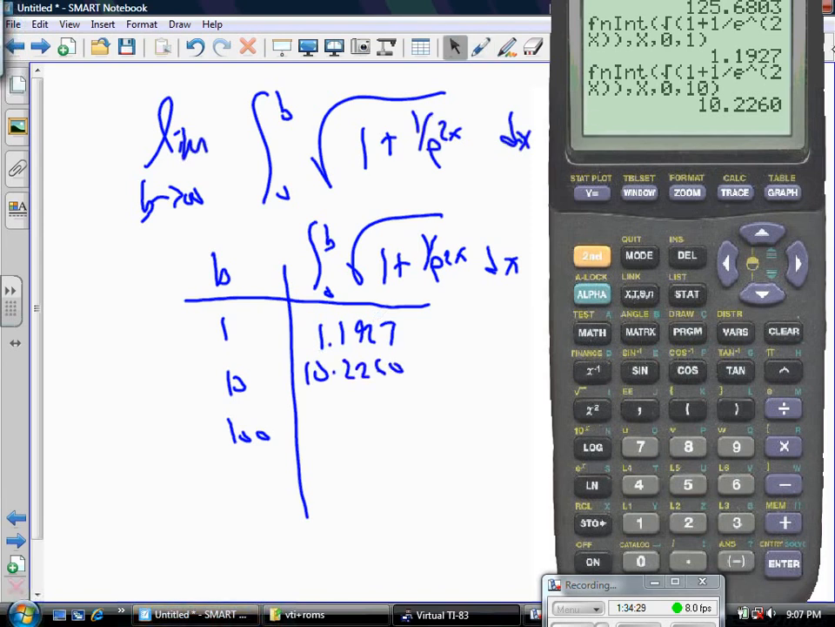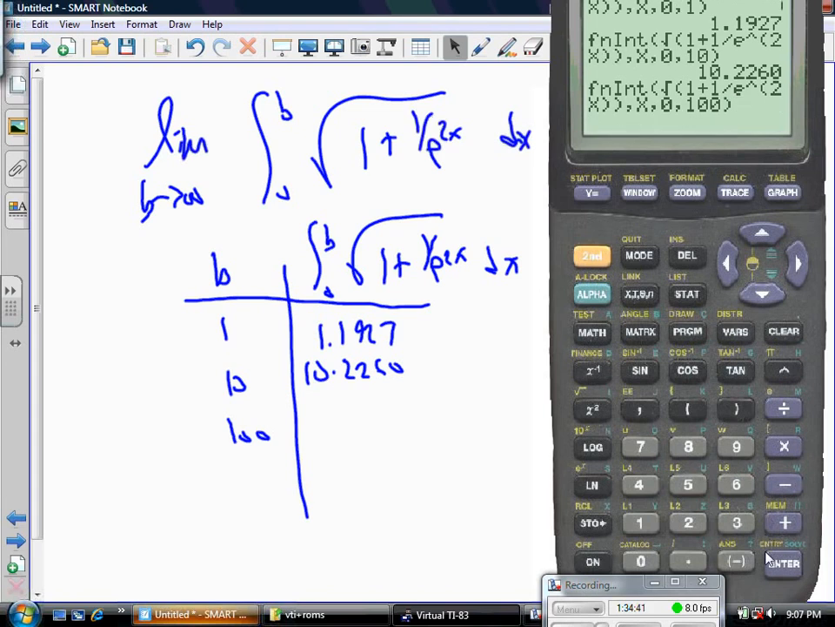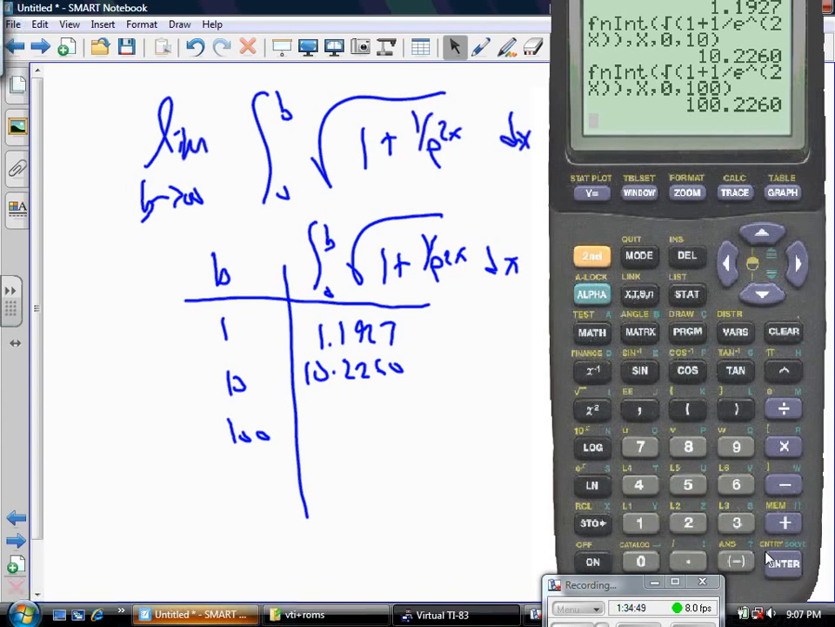All right, do it again. Let's see, second enter, or retype this whole mess, and then type over, just type the 0 there. I don't think you need the parentheses in this case, but play it safe. I get 100.2260. What's happening? Can you predict what I'm going to get if I plug in 1,000 for b?